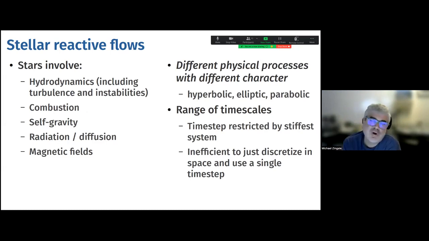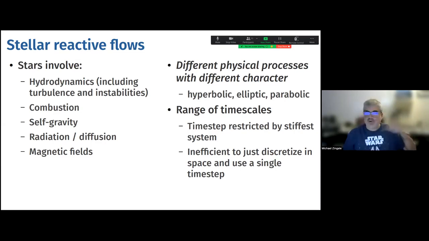So just to summarize, and I'm sure you've seen all this already or will many times: when you model a star, you worry about hydrodynamics. The stars are big. We can generate large convective regions. They're turbulent. There's a lot of mixing that takes place. We have combustion through nuclear reactions. That's the energy source of the star. Self-gravity holds the whole star together. Radiation and diffusion help to transport the energy, and magnetic fields, as we just heard, which we love to ignore because things are tough enough.